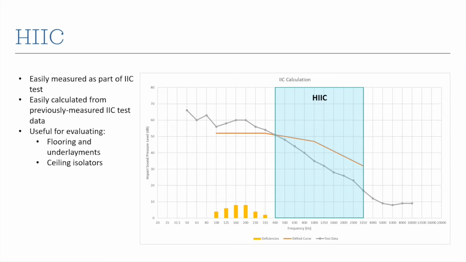And the HIIC rating is very useful for evaluating flooring and underlayments. Usually when we add flooring and underlayment to an assembly, the changes that we see in the impact sound levels are at these higher frequency ranges, really this range from 400 to 3,150 hertz. And that's why that range was selected. So we can use the HIIC to better differentiate between different flooring and underlayment combinations. It also works for evaluating ceiling isolators, so sound isolation on the other side of the assembly.